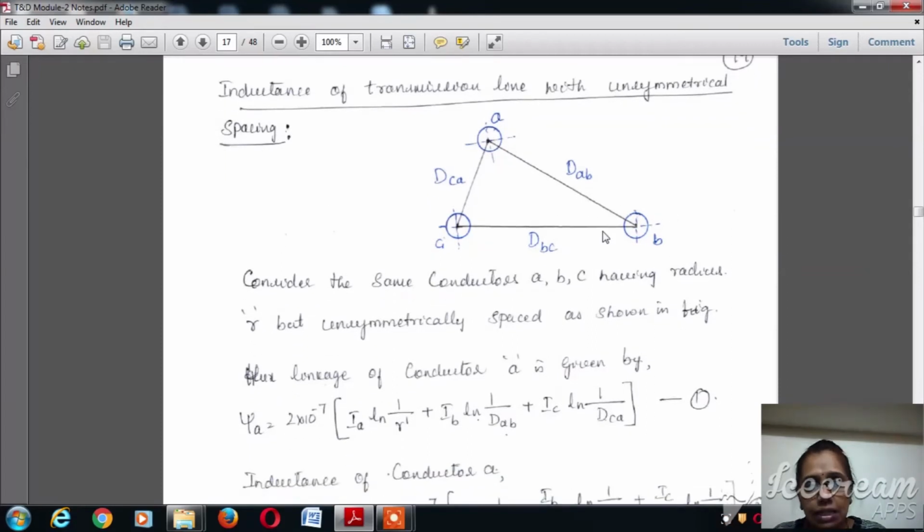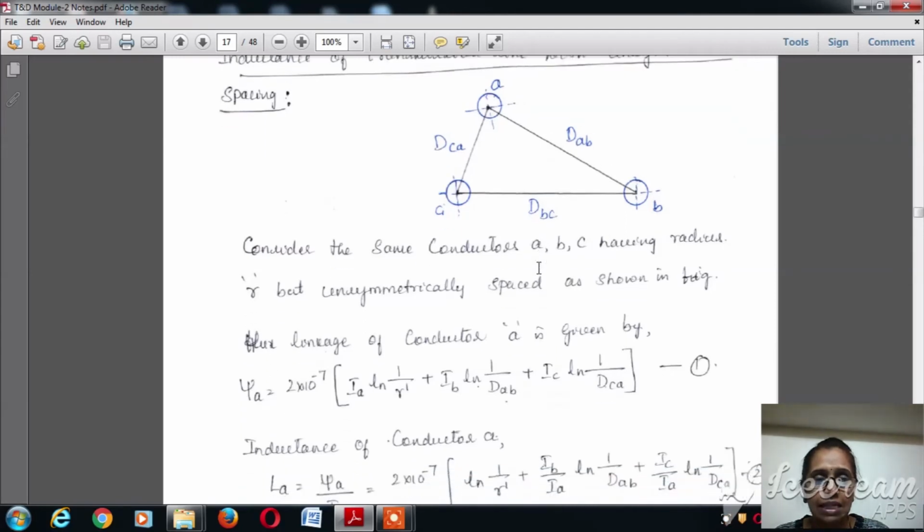So with this, the figure shows the unsymmetrical spacing. We are considering A, B, C as the conductors, and we are going to consider the conductor A. Consider the same conductors A, B, C having the radius of R but unsymmetrically spaced as shown in the figure. So now the flux linkage of the conductor A is psi A equal to 2 into 10 to the power minus 7 into IA into ln 1 divided by R dash plus IB into ln 1 divided by DAB plus IC into ln 1 divided by DCA. Keep this as equation 1.